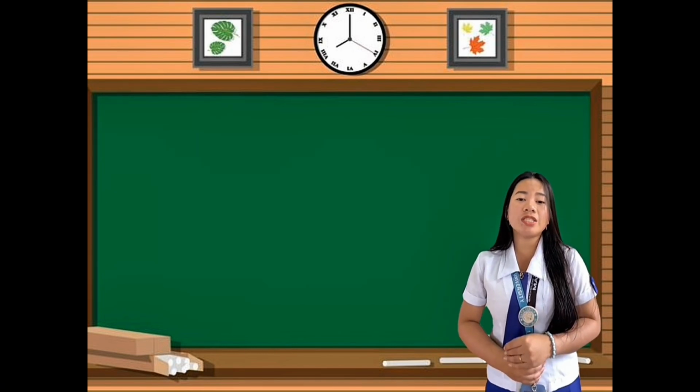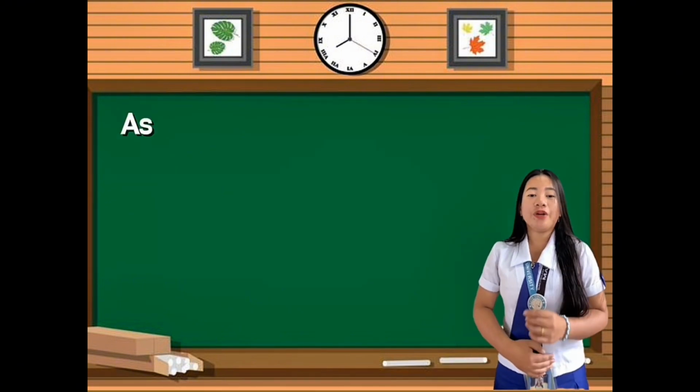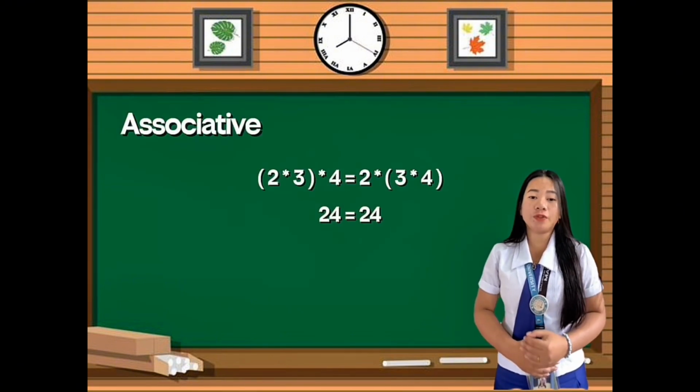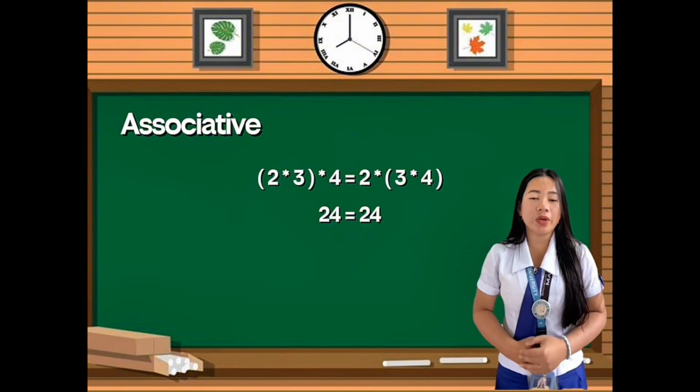So multiplication is always associative. The order of grouping does not matter. For example, the quantity of the product of 2 and 3 times 4 is equal to 2 times the quantity of the product of 3 and 4, which is equal to 24.